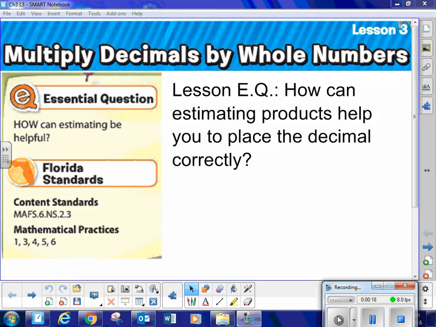So we've had two major examples of how it can be useful. Adding and subtracting decimals has helped us have a reasonable idea. We can also do it in products to see if it's reasonably close to what our products should look like. The lesson essential question is how can estimating products help you to place the decimal correctly? Because if you can at least estimate, you can see where the decimal should be close to. But I answered that too quickly. Oh well.